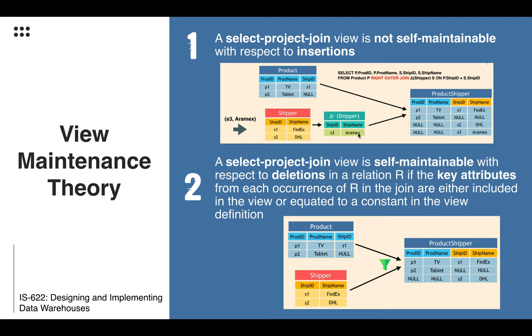So if I'm trying to delete something from this table, and the key information that is here is already available here, I will not have to go back to my product table. All the information I need is here. So if that is the case in deletion, then it's fine. Then that operation can be maintainable with respect to deletion only. With insertion, never. With deletion, it is possible only when the key attributes are included with some other values, either a default value, so that I know that I can delete it without looking back to the base table. Okay.